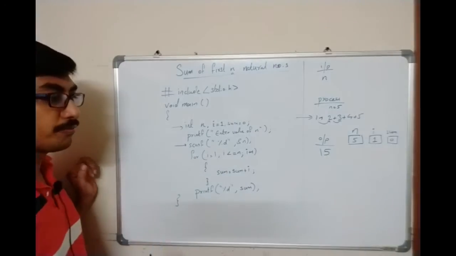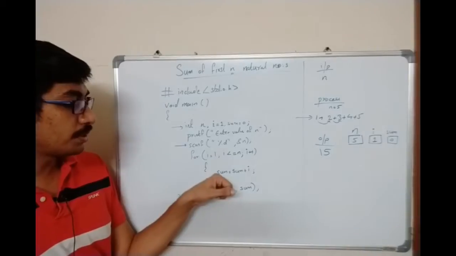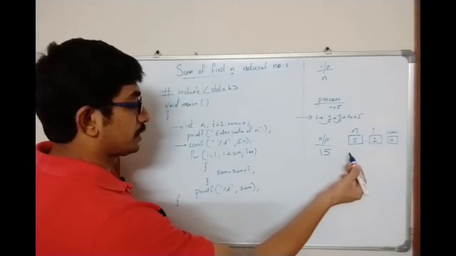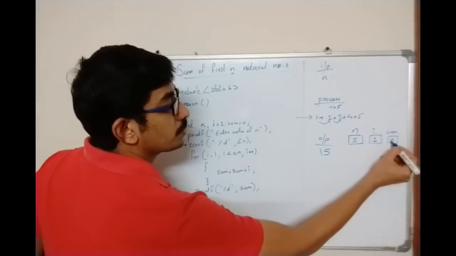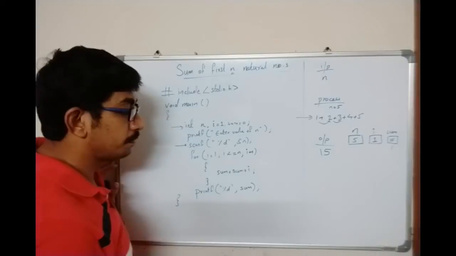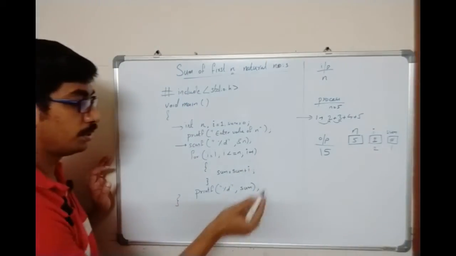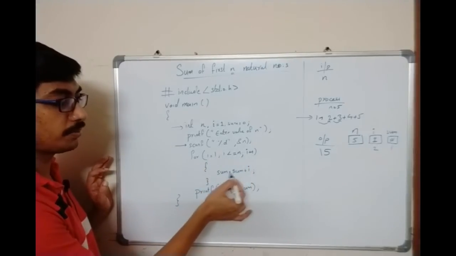And every time what I have to do? That i value should get added to sum. So I have written sum is equal to sum plus i. We will see that. First time i value is 1, so sum will be 0 plus 1, which means you will have 1. Then i will be incremented. i value will become 2. 2 less than or equal to 5, the condition is true. Again this statement will get executed.